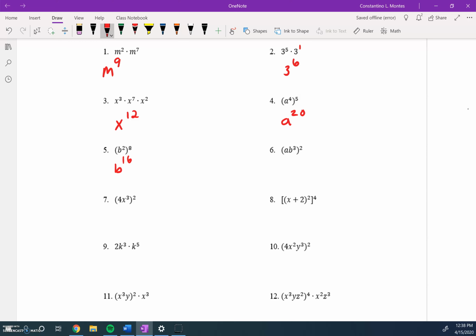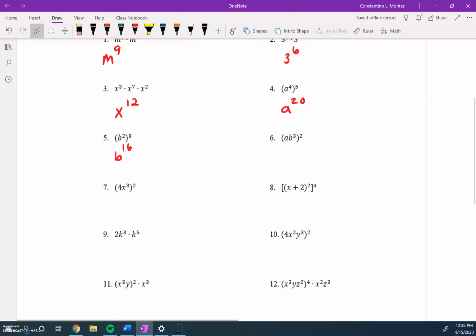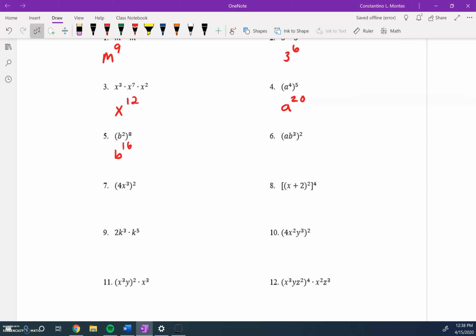Number 6, a little bit of an interesting problem. Instead of having one term on the inside of parentheses, we have 2. So in this case, we're going to do the distributive property of exponents. We're going to use that property. Something that might be a little bit confusing is that a doesn't have a power, but I can think of this as a to the power of 1. So I have a to the power of 1 times 2, which is 2. And then I have b to the power of 3 times 2, which is 6.